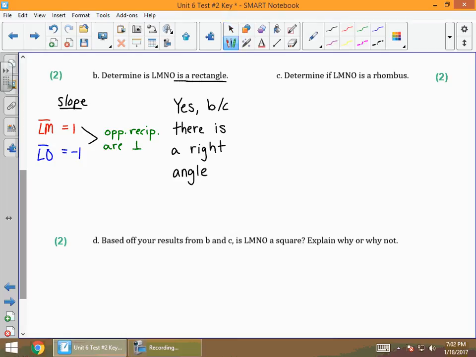All right, for part C, determine if this thing is a rhombus. In order to do that, I need to find distances. So here we go. The segments again that I was looking at in red, what were they? LM and ON. And then in blue, they were LO and MN.